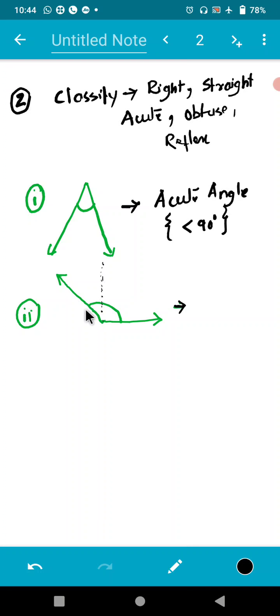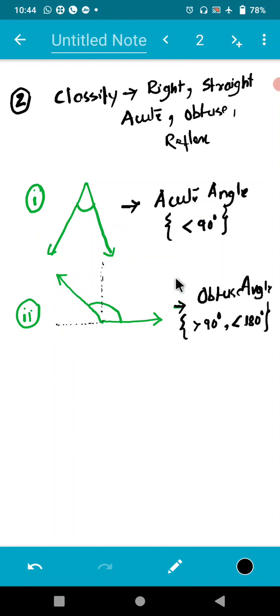If I draw one line like this, this whole part will be 180 degrees, and up till here it is 90 degrees. So this angle is falling between 90 degrees and 180 degrees. So what type of angle is this? This is an obtuse angle, because it is more than 90 degrees and less than 180 degrees. This is the reason we have given the name obtuse angle.